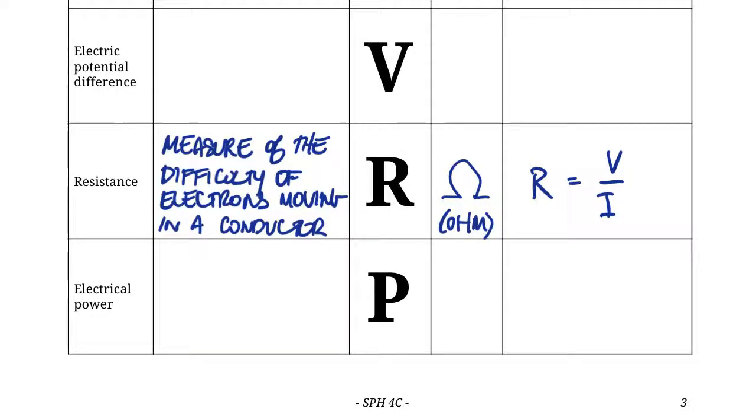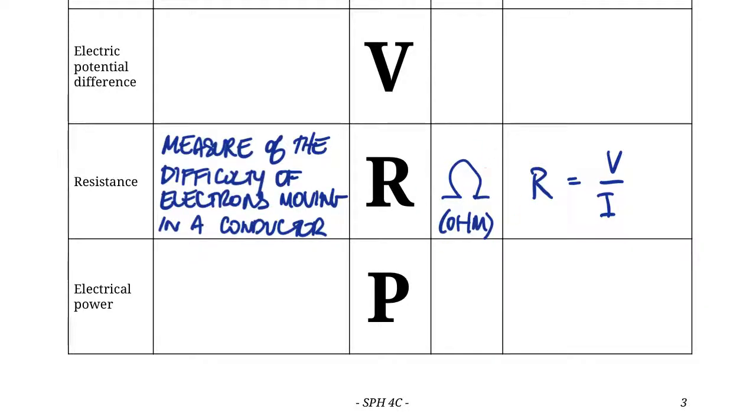This lesson is about solving problems having to do with resistance and Ohm's law. Let's start off with a little refresher on what resistance is. Remember, it's just a measure of the difficulty of electrons moving through a circuit or through a conductor. So it's how difficult it is for electrons to move through a conductor.